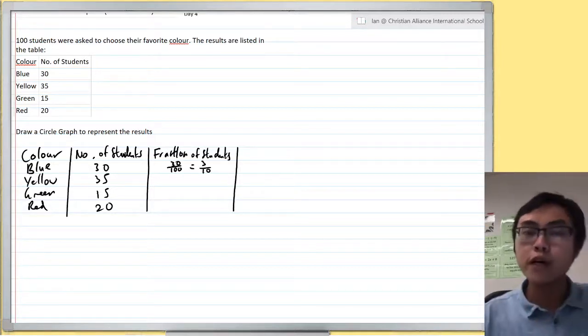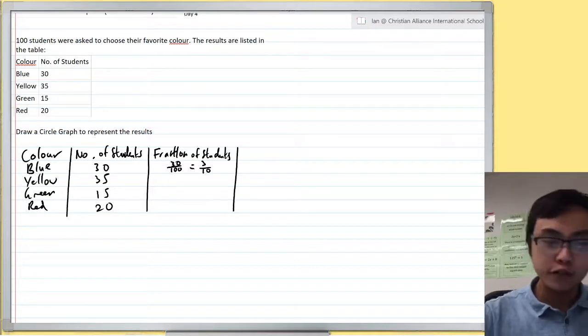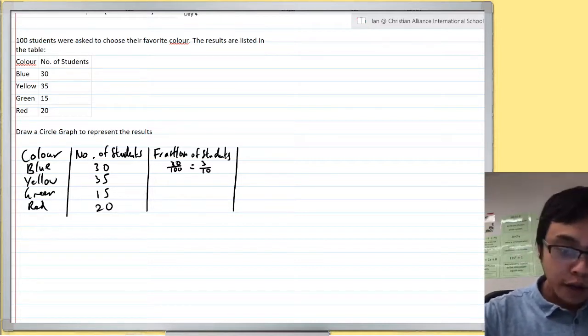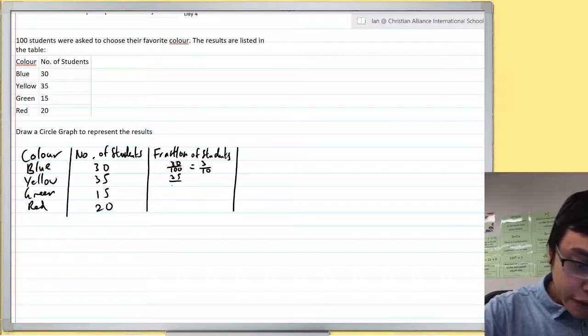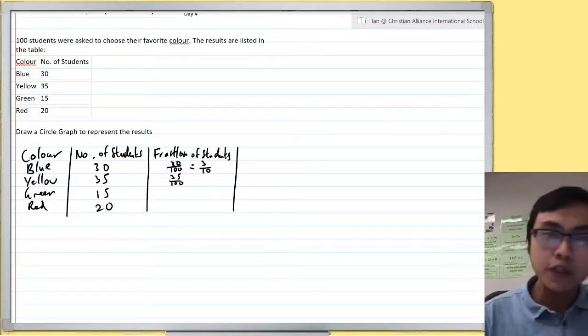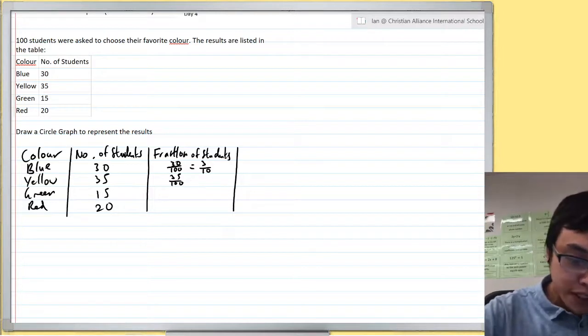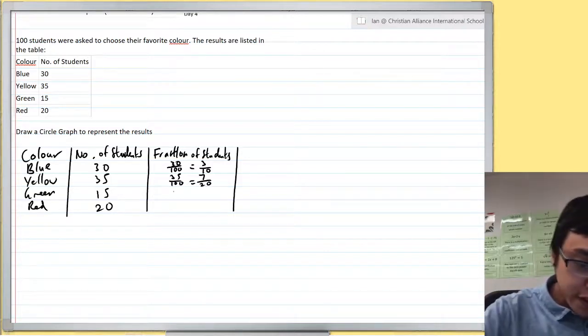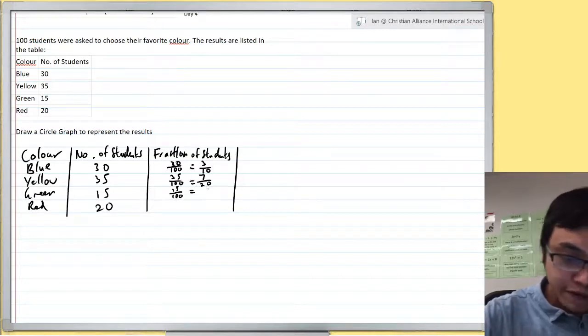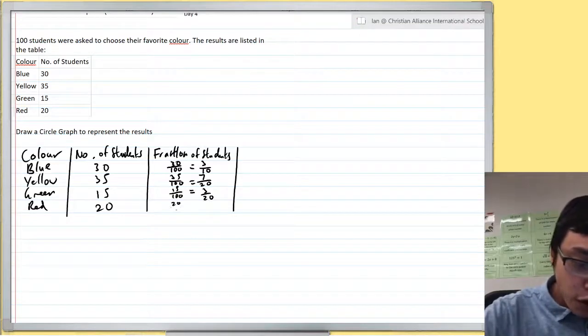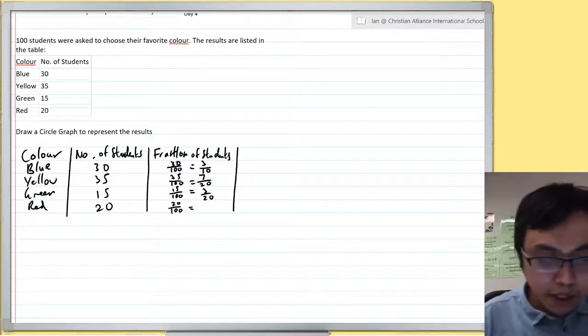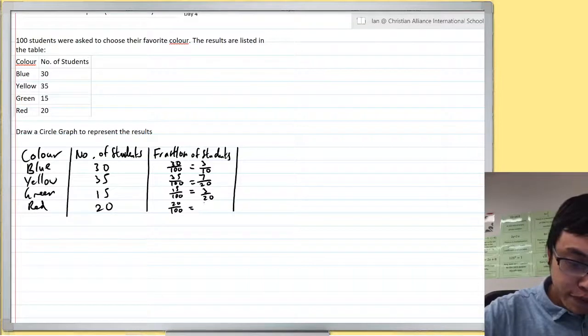You can do your working out in some other place, or if you can do it small enough, over here as well. We have 35 out of 100. When we reduce that, we can divide top and bottom by 5. That's 7 out of 20. Then we have 15 out of 100, which is the same if I divide top and bottom by 5, 3 out of 20. And lastly, we have 20 over 100, which is the same as 1 over 5.